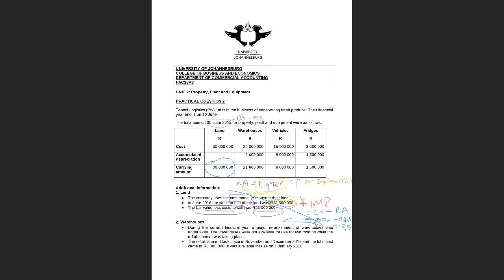Okay, and you're going to credit accumulated impairment. And this is going to affect my statement of financial position. Okay, and the amount we calculated is 5.5 million. Any questions? Okay, so I think that's the easiest part of this question, yeah?